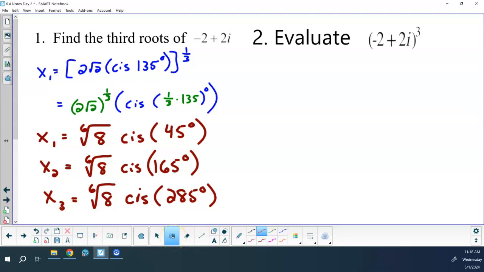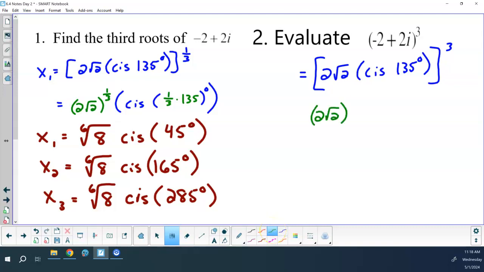So this in trig form is still 2 square roots of 2. Oops, I put 2 square roots of 3. 2 square roots of 2 cosine plus i sine of 135 degrees. Then we're taking that now to the third power. So that's going to be 2 square roots of 2 to the third power times cosine plus i sine of 3 times 135 degrees. That's 16 square roots of 2. 3 times 135 is 405, so that's 45.